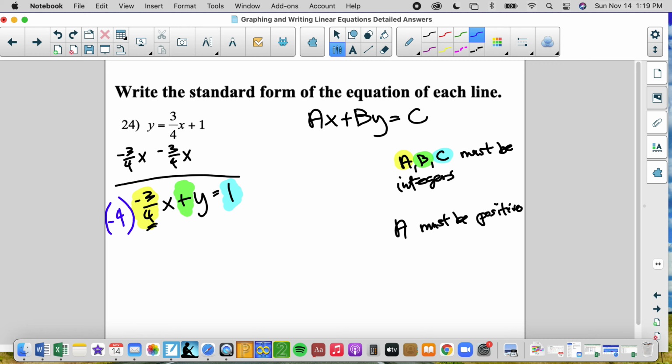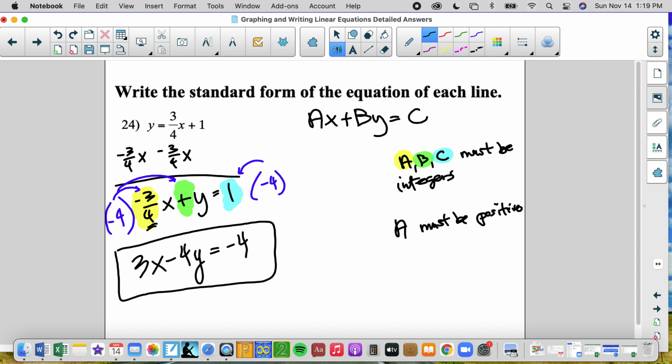So this leaves me with, and I have to multiply this by all 3 terms, all 3 pieces. So negative 4 times negative 3/4, the 4 in the numerator and the 4 in the denominator are going to cancel. The negative and the negative are going to cancel, and it's just going to leave me with 3x. Then I have to multiply negative 4 times y, which is negative 4y, and negative 4 times 1, which is negative 4. And this is my answer in standard form. A, B, and C are integers. 3, negative 4, negative 4, those are integers. And my A is positive.